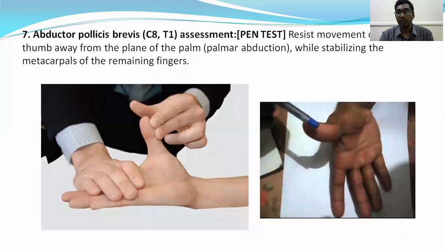Abductor pollicis brevis assessment: this is a pen test. Abduction means like this. If you keep a pen or anything like that, ask the patient to touch it with the thumb. I am doing this because my abduction is good. So this is called the pen test.